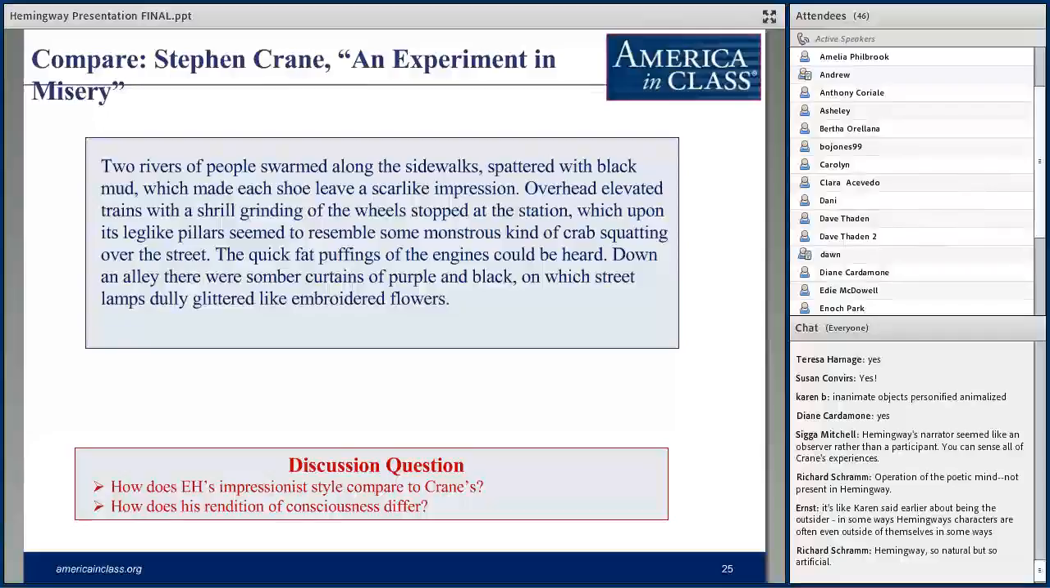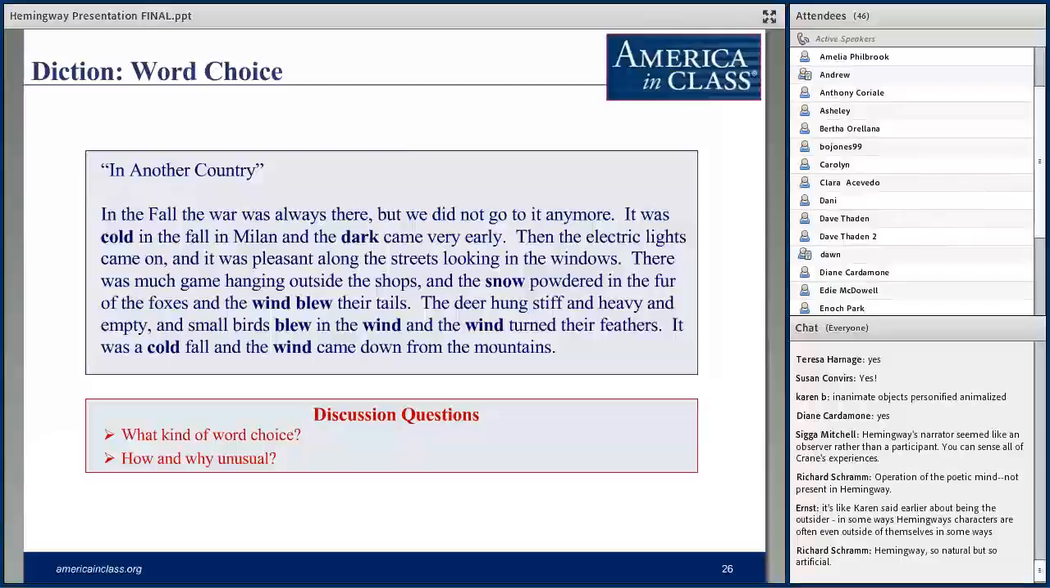So something similar we might note about word choice. If we look at the paragraph again and think not about syntax, that is the construction of the sentences and the verbs being used, but we think about the words being employed, what would you note here?